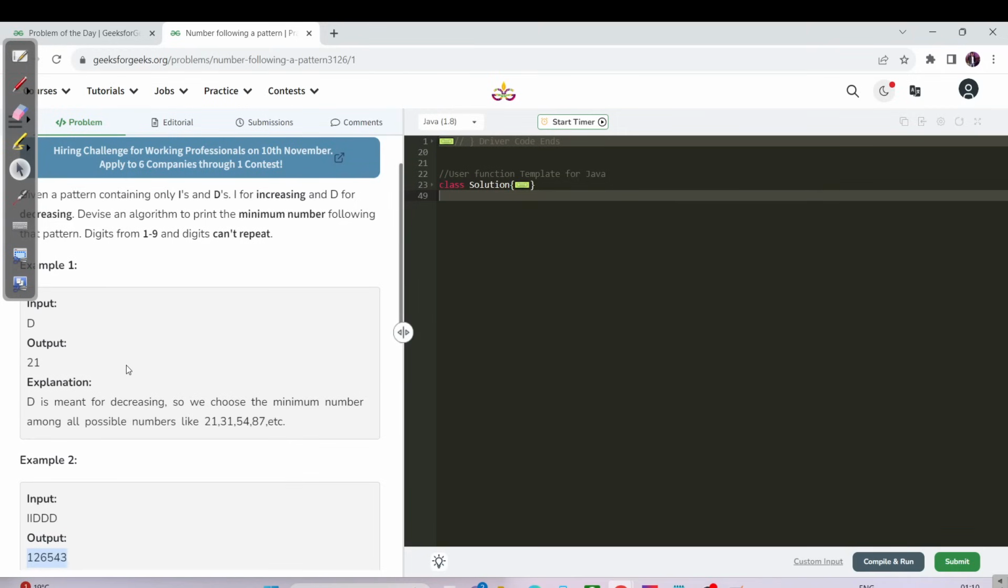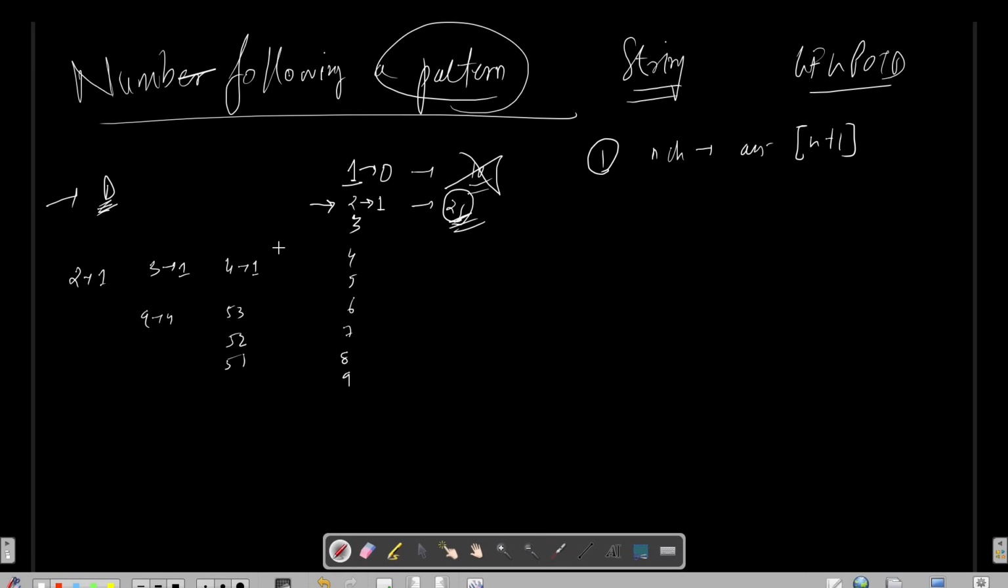Second observation: you need to find the minimum number, guys. So let's say the test case has double I and triple D. I need to arrange the minimum number in 6 places. I need to arrange the numbers in 6 places, which I have to ensure is the minimum one.